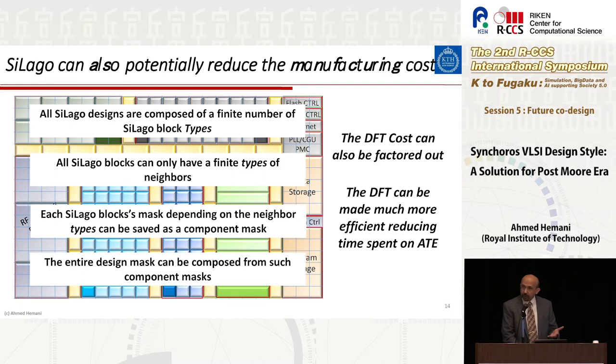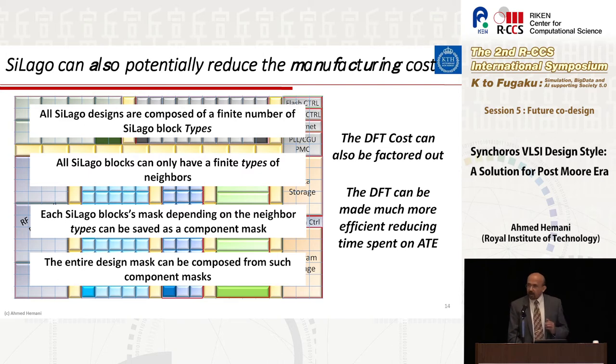I can also do the DFT automation as a one-time effort, because now the combinatorial logic is not arbitrary, it's not random. It's already done and decided and fixed. So all the test pattern generation is done as a one-time effort. In fact, I can compress it, store it on chip in a compressed format, and reduce the time spent on automatic test equipment, which can further reduce the cost.